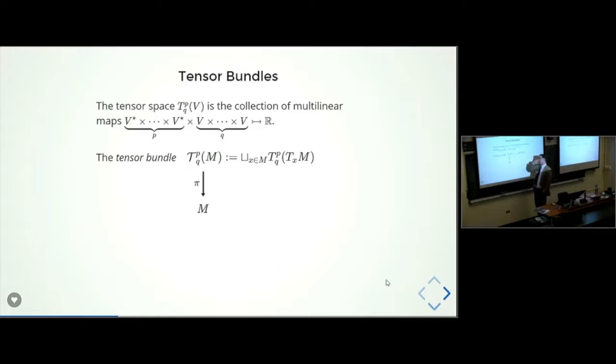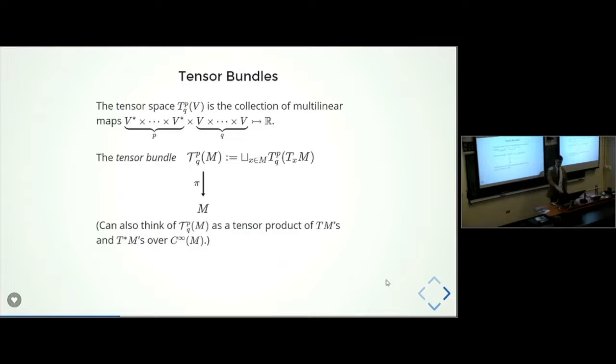Okay, so for each P and Q, you get some vector bundle. Oh, right. If you don't like this way of thinking about it, remember I said the tangent bundle was like a C^∞(M) module. The cotangent bundle is also some C^∞(M) module. So I could take a tensor of tangent bundles and cotangent bundles, as C^∞(M) modules, and I would get the same thing, if you prefer to think in that language.